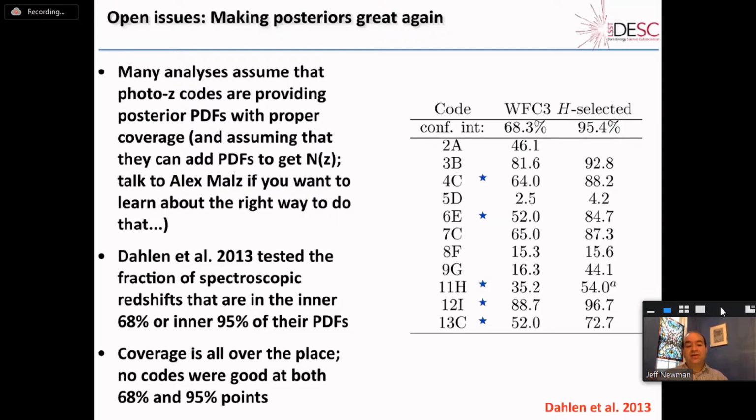If you look at results for a variety of codes that have reasonable performance at point statistics, simple redshift estimates in the CANDELS survey, very few of those codes come at all close to having well-calibrated P of Zs. So for example, here's code 12i, where 89% of the time you're in the 68% interval, 97% of the time you're in the 95% interval. So 97% isn't far off, but 89% is really far from 68%. And so the question of how do we take imperfect photo Z outputs and turn them into better redshift distributions is an interesting one.